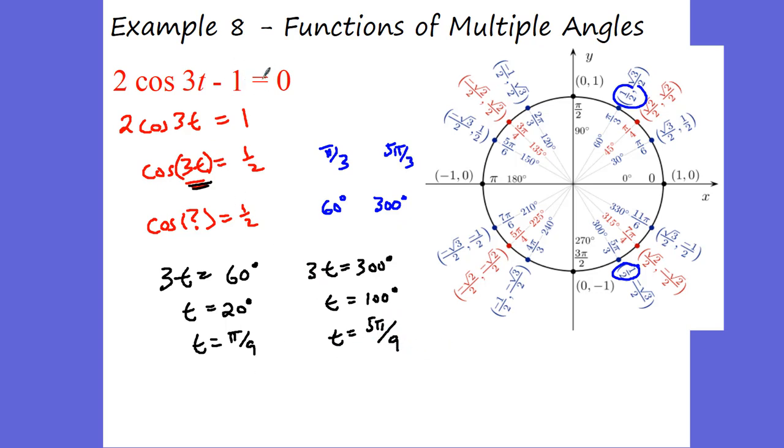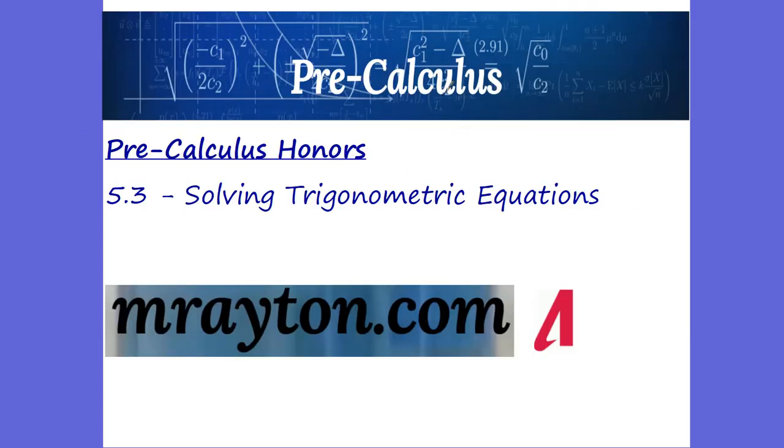So if you have a multiple angle, something that's sitting right next to the cosine, just use your unit circle to find out what angles it is, and then you can figure out what the variable t is. So that is probably the hardest section, which is using your algebra, solving trigonometric equations. We're going to get a lot of practice in class. This is section 5.3. See ya.